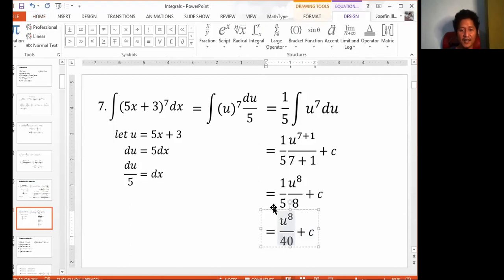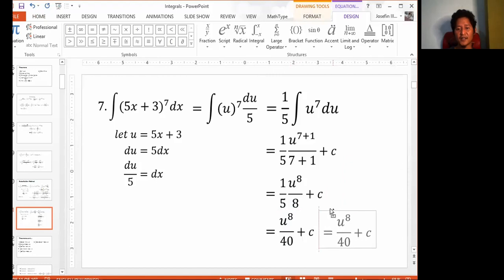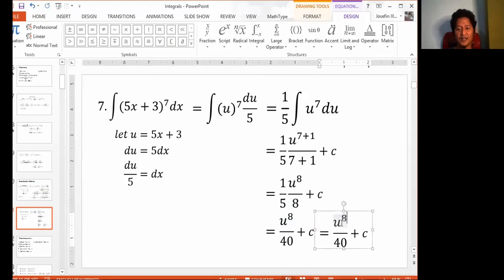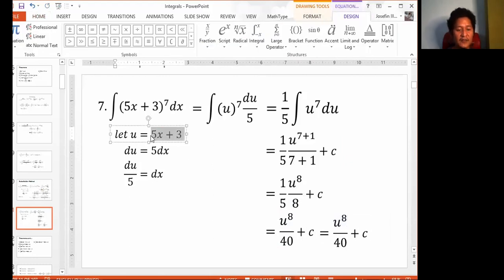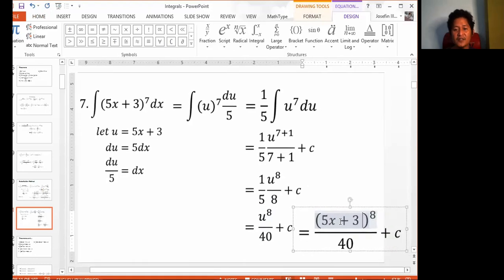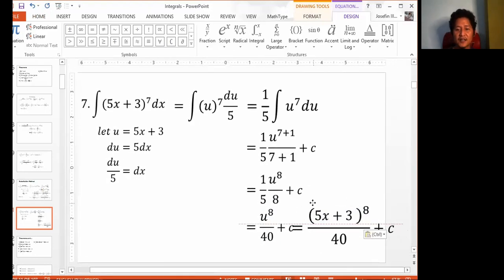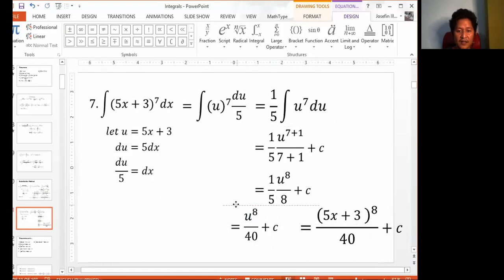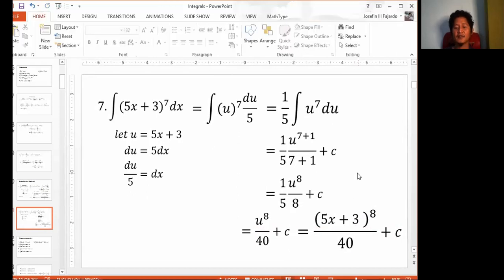And then finally, palitan na lang ulit natin ito ng previous variable niya. Yung u natin ay 5x plus 3. So itong u, papalitan na lang natin siya ng 5x plus 3. And then we're done. Question?